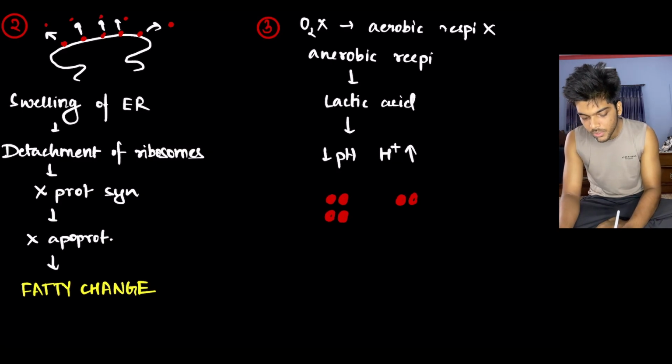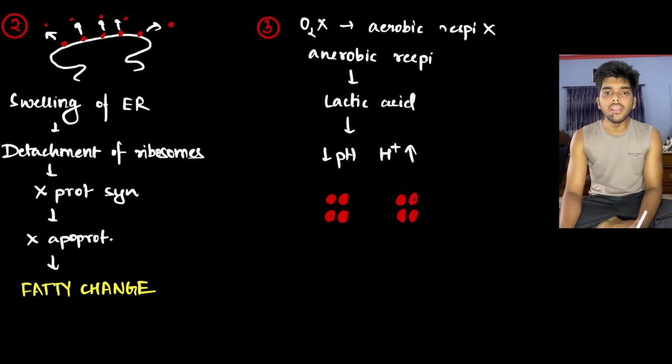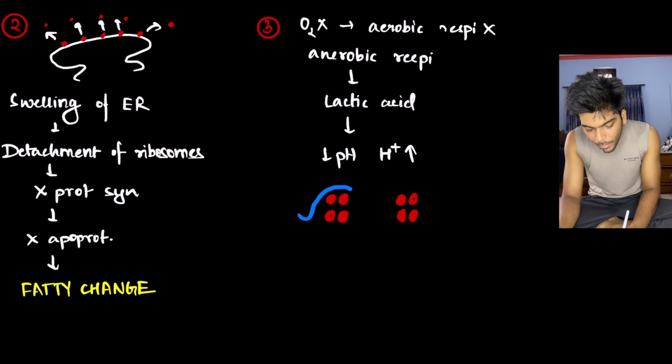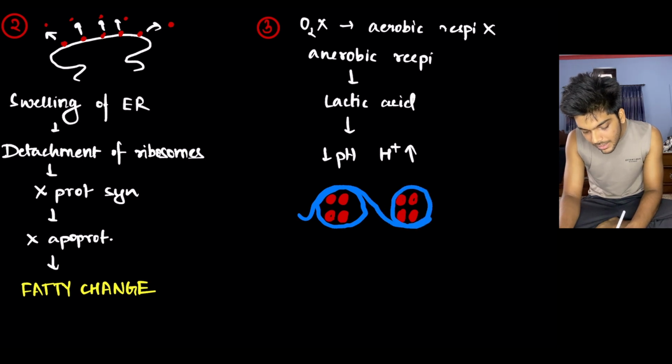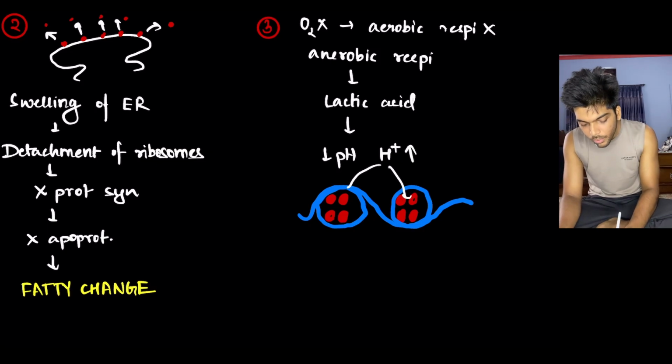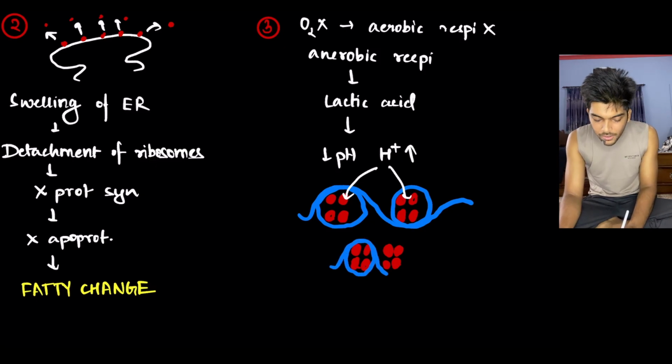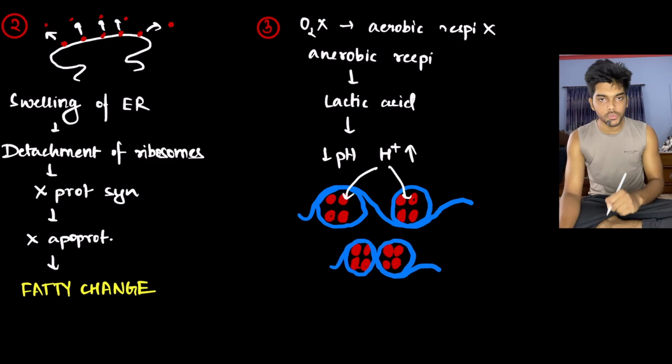What are histone proteins? Histone proteins are present in number of 4, and they wrap around the chromatin material of the DNA and pack them together. These H plus ions go and attach with the histone protein and then bring these histone proteins close to one another. There's 4, there's another 4, and the histone proteins are brought close to one another, and so is the chromatin fiber. It is also brought close to one another.